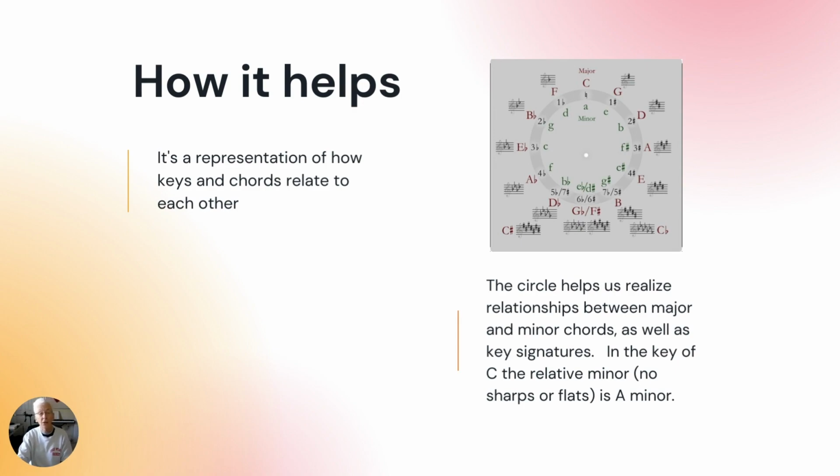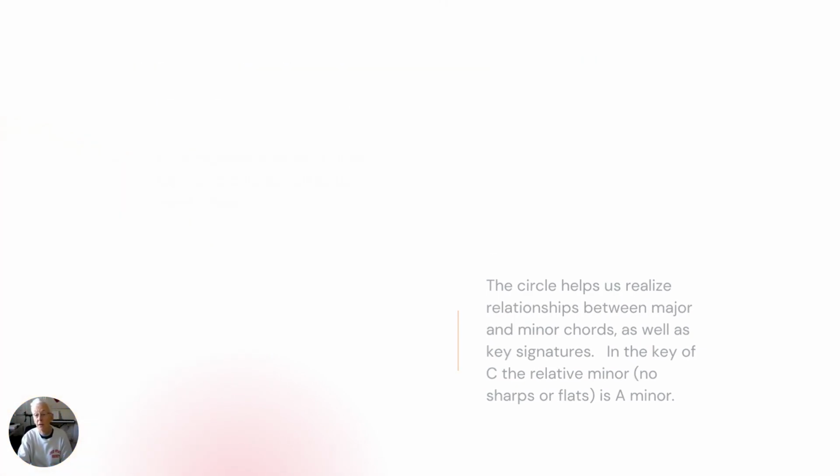How applying the circle of fifths can help us: it's a representation of keys and chords and how they relate to each other. The circle helps us realize relationships between major and minor chords as well as key signatures. An example of that would be in the key of C, the relative minor, with no sharps or flats, well, that's the key of A minor.